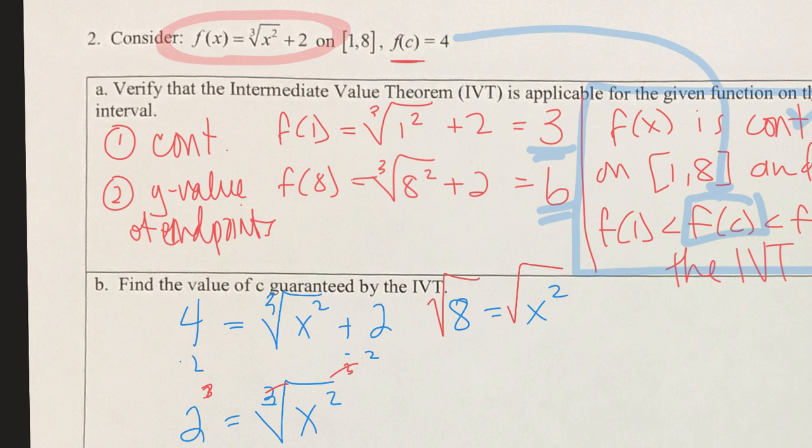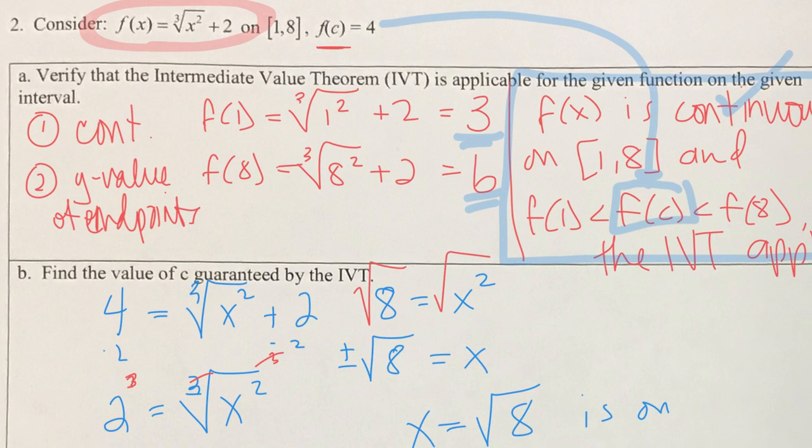Of course when we take the square root we get positives and negatives, so don't forget x can be two values here, but which one is in our interval? Positive root 8. Positive root 8 is on the interval from 1 to 8. So we have one answer for our problem. This would probably be 2 points. You'd get a point for figuring out this one, and 1 point for the answer, for your 2 points.